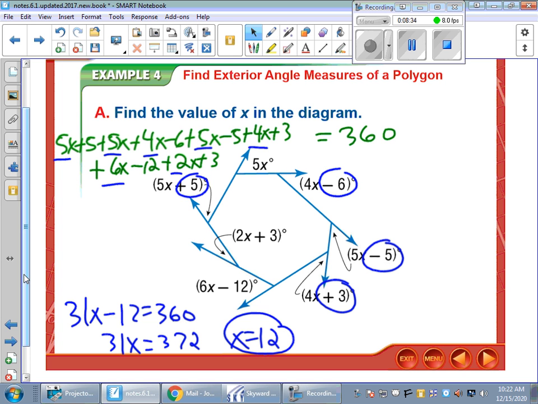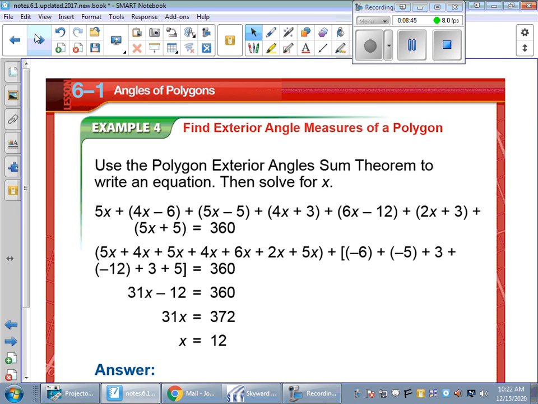Final answer, x is 12 here. And if they asked you to find all of the angles, then we would plug that into all the x's and we could find the measures of all the exterior angles. All right, next one, folks.